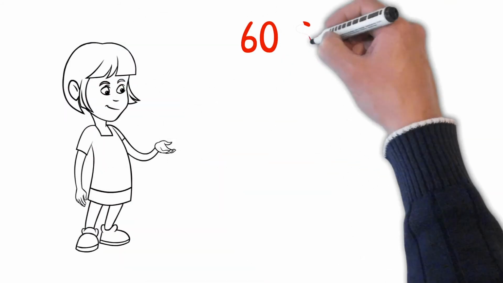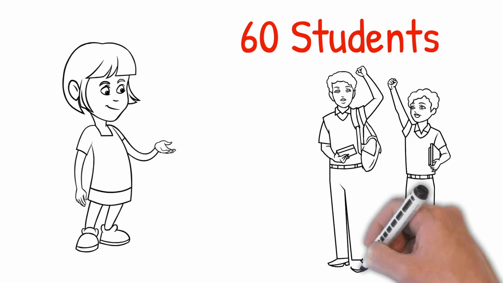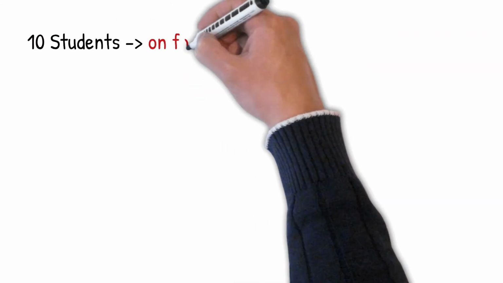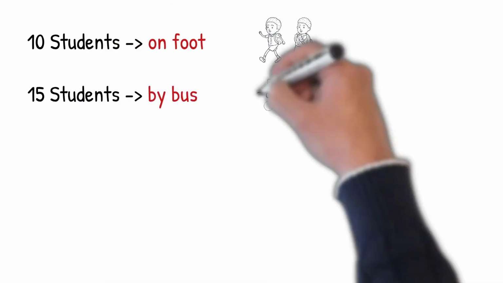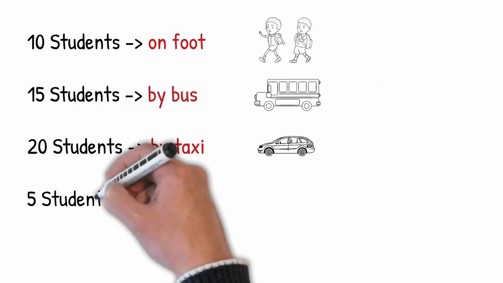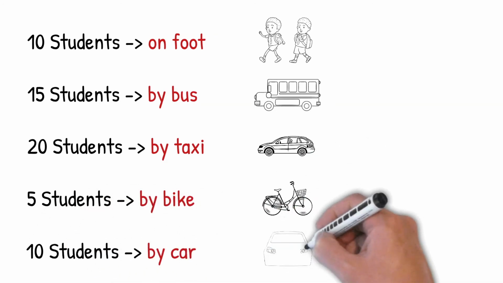Let's take another example. We asked 60 students about how they come to school. The result of the survey was as follows. 10 students stated that they come to school on foot. 15 students stated that they come to school by bus. 20 students stated that they come to school by taxi. 5 students stated that they come to school by bike. 10 students stated that they come to school by car.